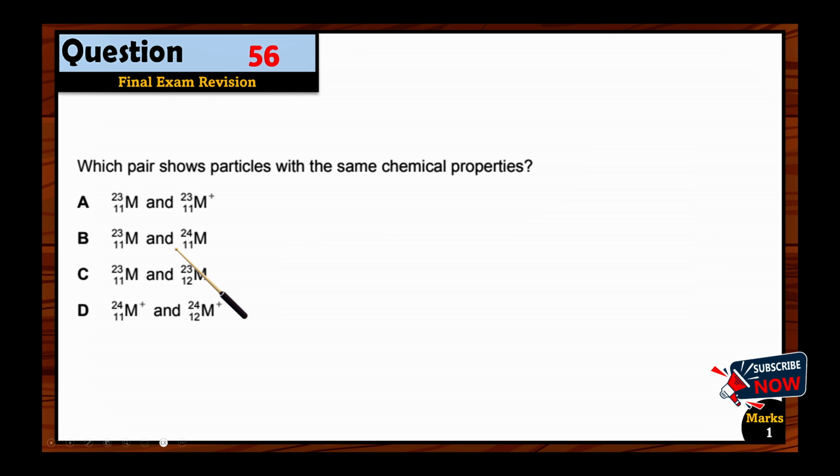Let's come to this one. It has 11 protons, and this one also has 11 protons. So the proton number is equal to the electron number, which means this one has 11 electrons and this one also has 11 electrons. So option B is right.